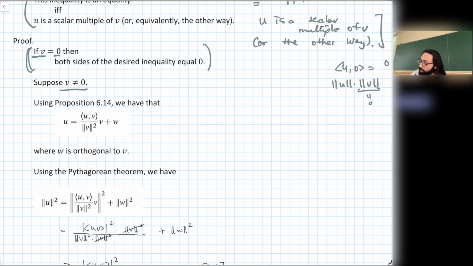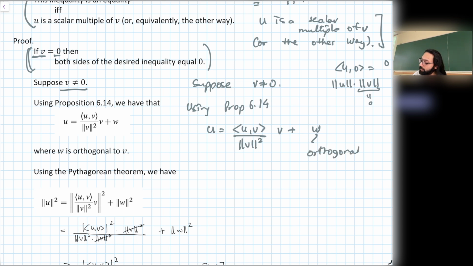Okay. So now suppose that the vector v is not actually 0. Now we'll use the proposition that we had. So using proposition 6.14, this is the proposition, remember, where we were saying that you can express any vector as some vector along the same direction plus an orthogonal, right? So using that proposition, we can write u as the inner product of u and v divided by the norm of v squared, times v, plus w, where w is orthogonal to v, correct? This we just proved. Is that okay? All right.